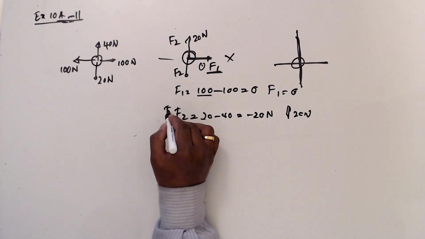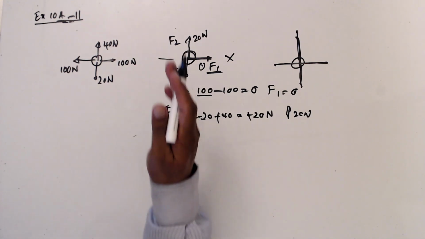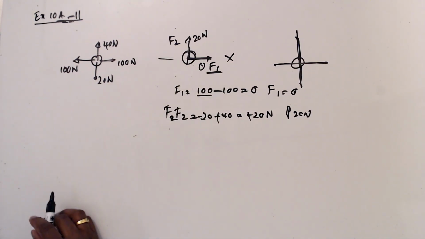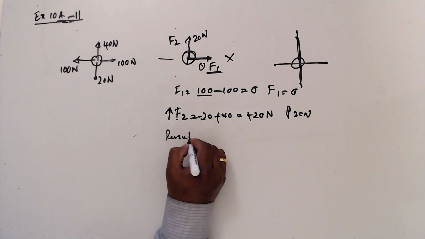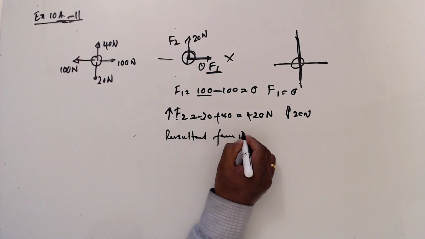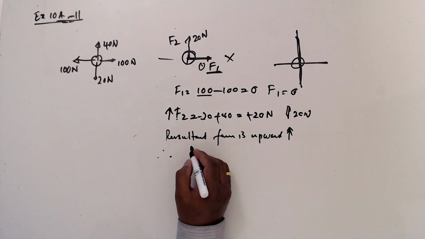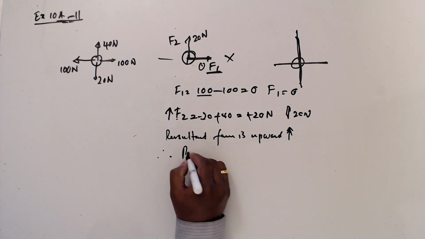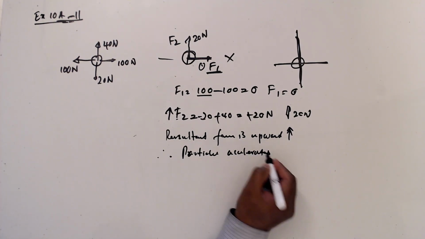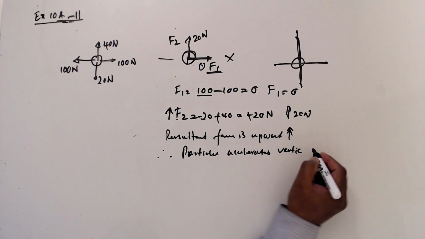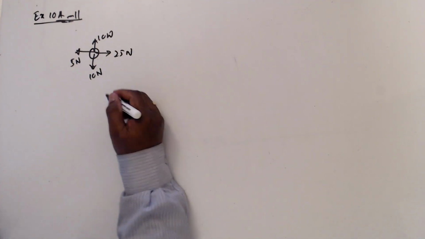So I'll change this one to F2 equals minus 40 plus 40 plus 20. I change the direction again to upward. So in this system, the resultant force is upward, and the particle accelerates vertically upward.